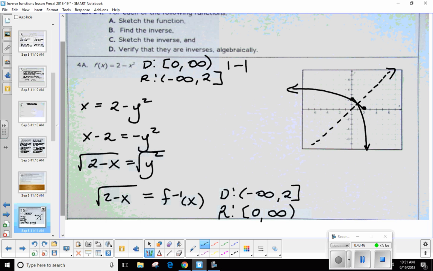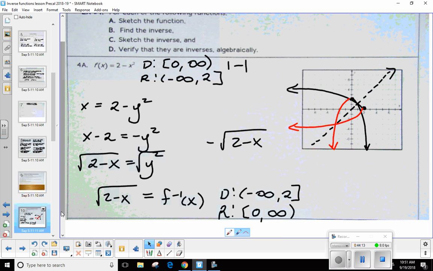Okay. There we go. In fact, very quickly before the bell rings, can anybody tell me if I had restricted him to negative infinity to 0, how would that change the inverse? What would I have to put on the outside of it? I would have to say negative square root of 2 minus x, because look at his reflection there. So it does matter where you go ahead and restrict it, but it's always up to you.